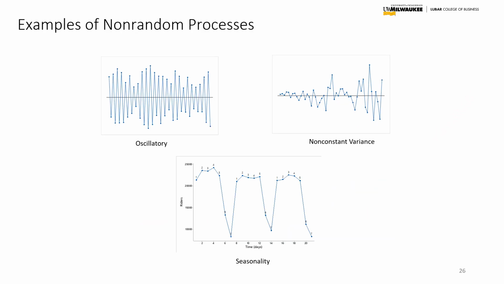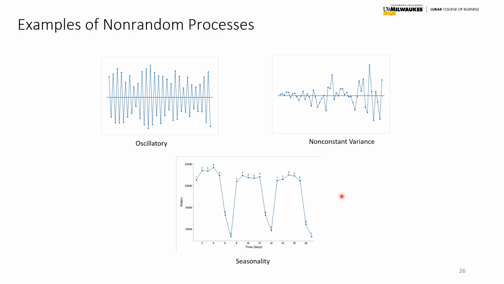Here are some more examples. Oscillation: up, down, up, down, up, down. This is not random because consider the end of the series that is down. Your best guess for the next one is not y bar, but up. There is a distinct pattern here. Here is a process which I call non-constant variance. Though the ups and downs may be random, the variance is not constant. It's funneling, it's getting greater. So we do not have an IID process.